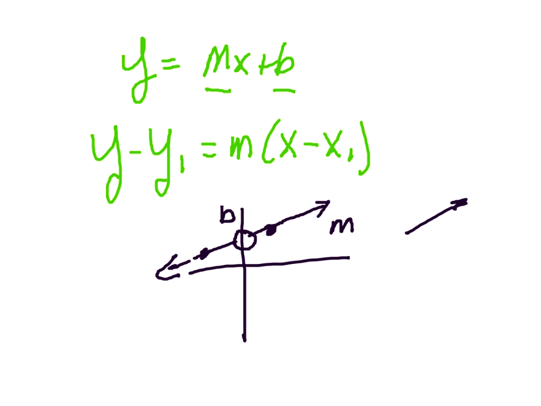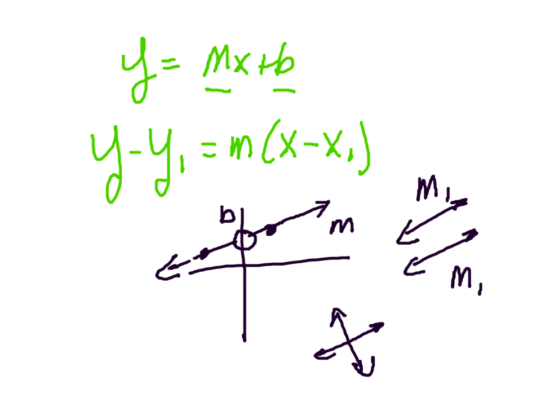Now do remember, if two lines are parallel, they have the same slope. That makes sense. If two lines are perpendicular, then they have opposite reciprocal slopes. So if this one was m1, m2 would be negative 1 over m1. It would be the negative reciprocal. All right, let's move on.